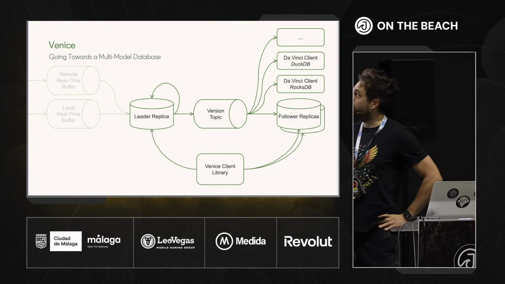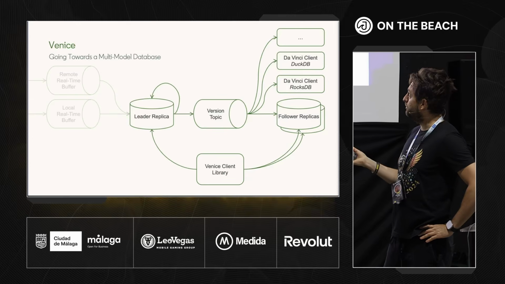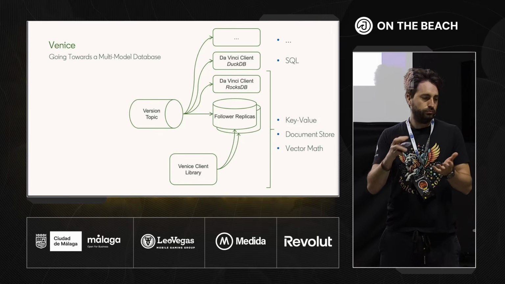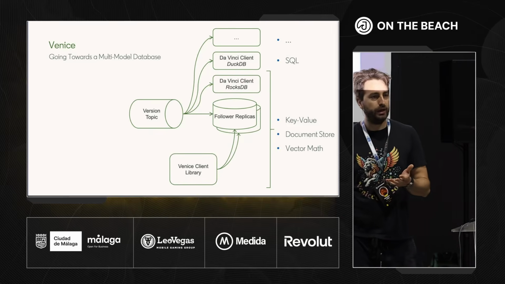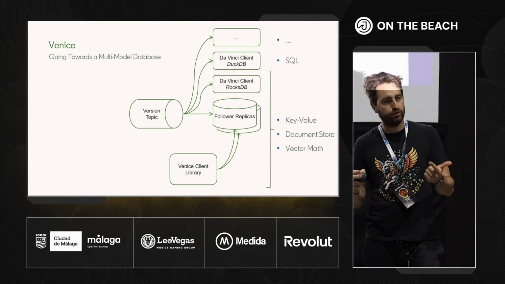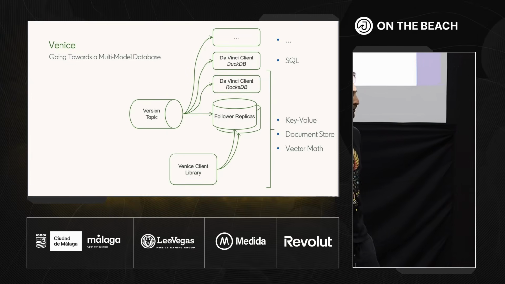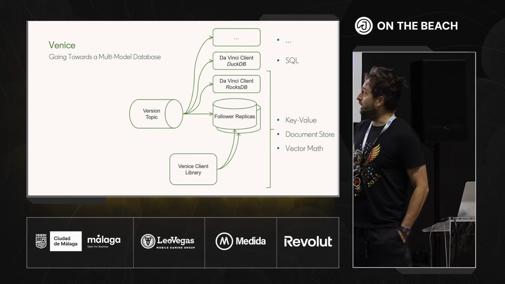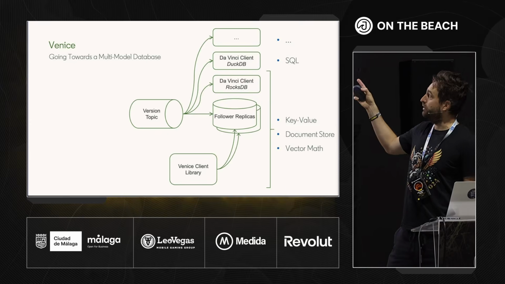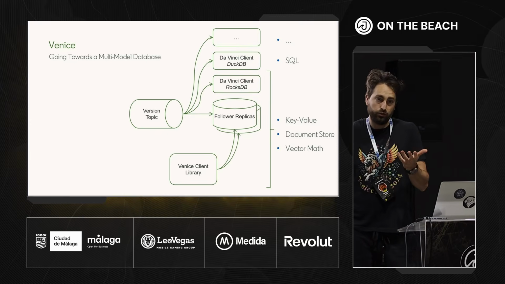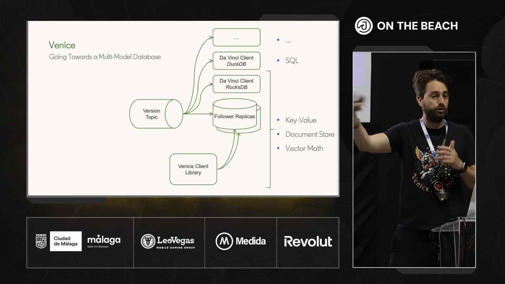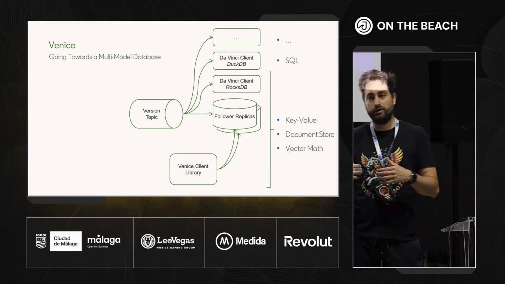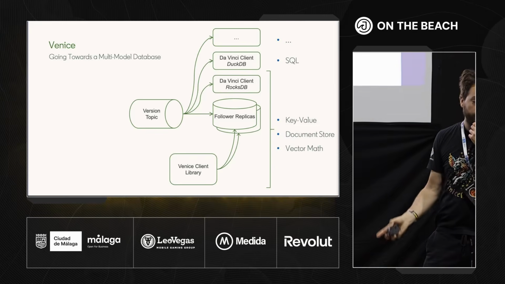Venice is kind of evolving towards becoming a multi-model database, right? So out of the box, you have the several paradigms of API that I presented earlier, like key value access, document store access, and limited support for vector math as well. And I should say, for these paradigms, you can either use them in a stateless way, where your client queries across the network, or in a more performant, stateful way, where Da Vinci will preload all the data, and you have access to these same APIs.